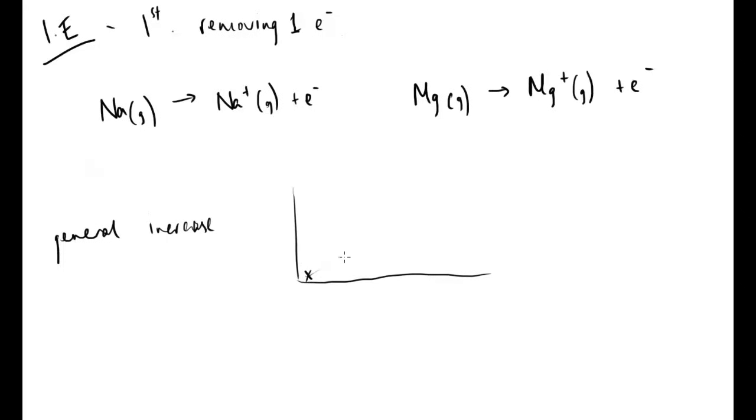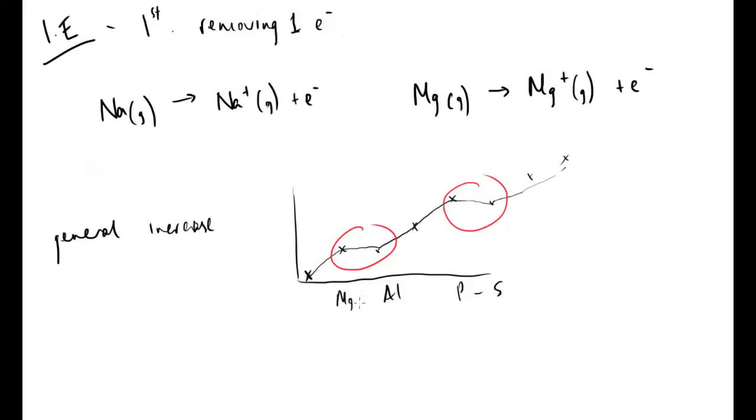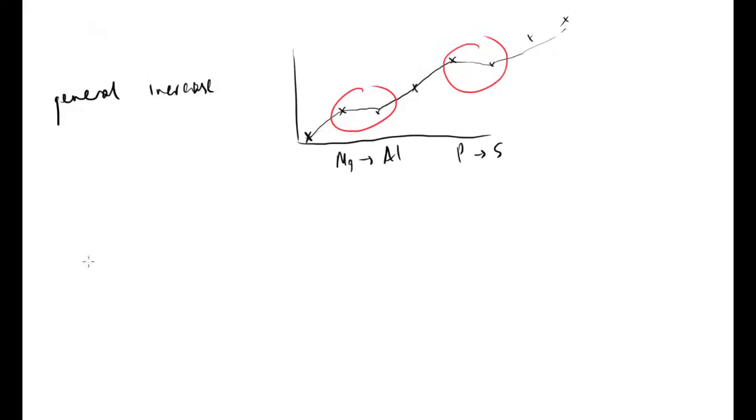So we go sodium, magnesium, then we go down, then we go silicon, phosphorus, sulfur, chlorine, argon. So we go up, a little bit down, up, a little bit down, up. And there are these quirks you need to know. So you need to know what's happening here and here. I'll start with this one. This is the difference between magnesium and aluminium, and this one here is the difference between phosphorus and sulfur. So I'll start with magnesium to aluminium.